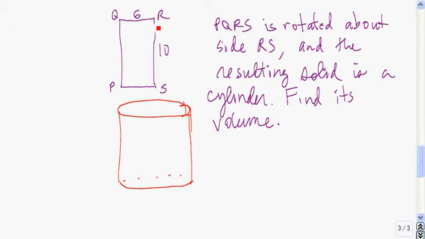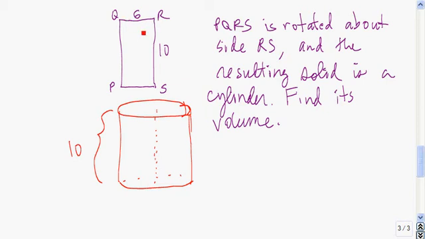So here RS, that's the axis of rotation. So RS is going to be right here along the center of that cylinder. So that means that since this is corresponding to the center of the cylinder, its length is going to give us the height of the cylinder. So that's 10.